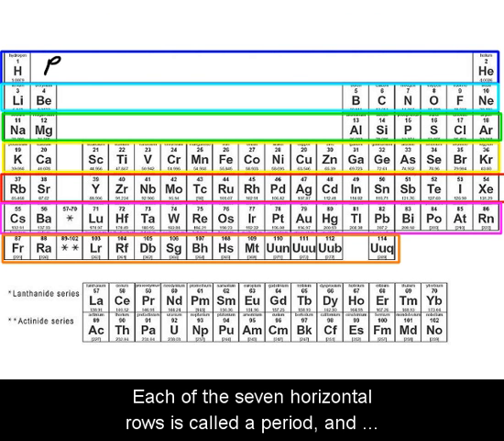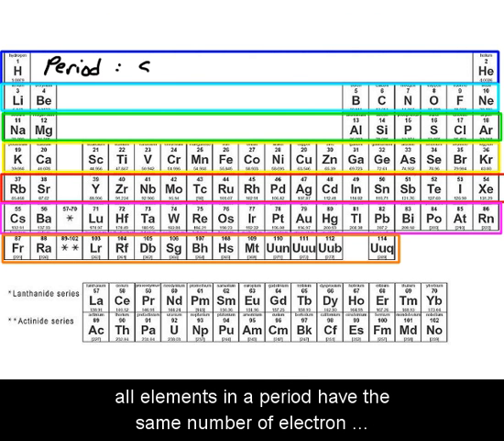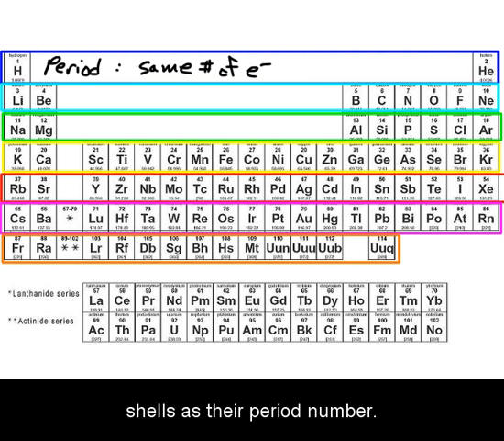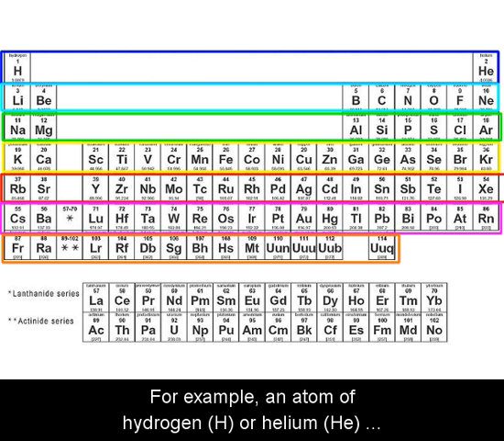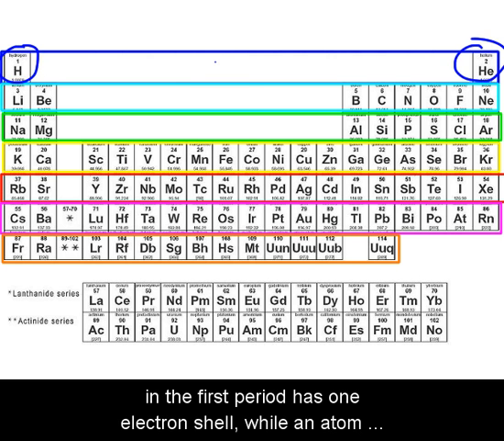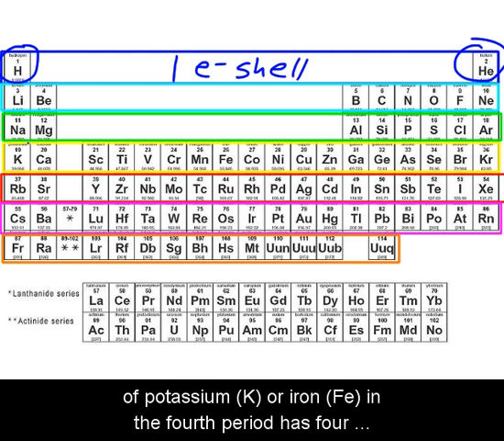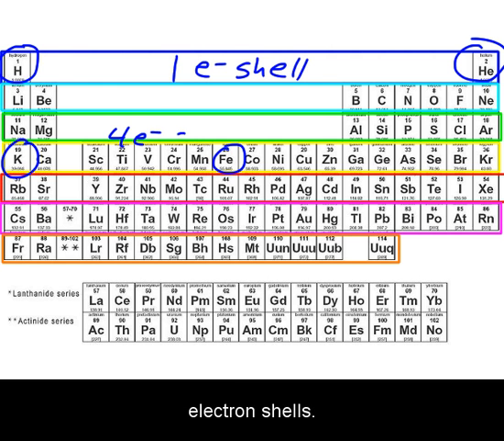Each of the 7 horizontal rows is called a period, and all elements in a period have the same number of electron shells as their period number. For example, an atom of hydrogen or helium in the first period has 1 electron shell, while an atom of potassium or iron in the 4th period has 4 electron shells.